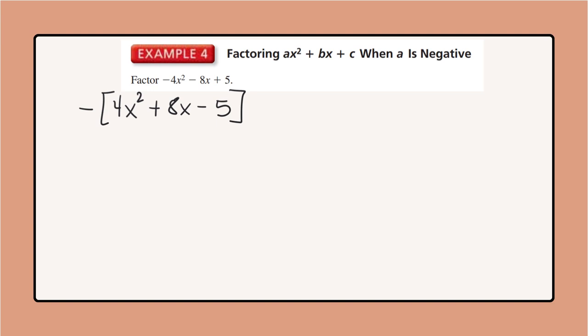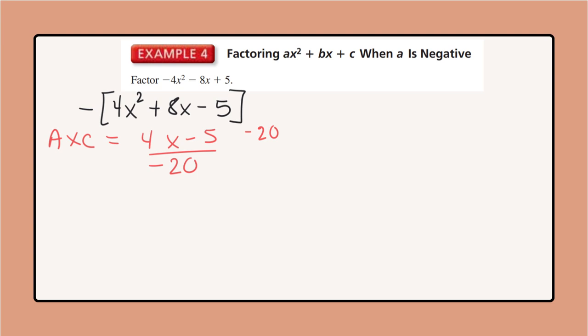So that means everything inside changes, because when I factor back in, if I was to distribute that negative, I'm going to have negative 4x, negative 8x, and then negative, negative, positive 5. So that's important. Now I'm going to see, can I have any GCF with 4 and 8 and 5? None. So I'm going to go straight to multiplying A times C, which is 4 times negative 5, which gives me negative 20.